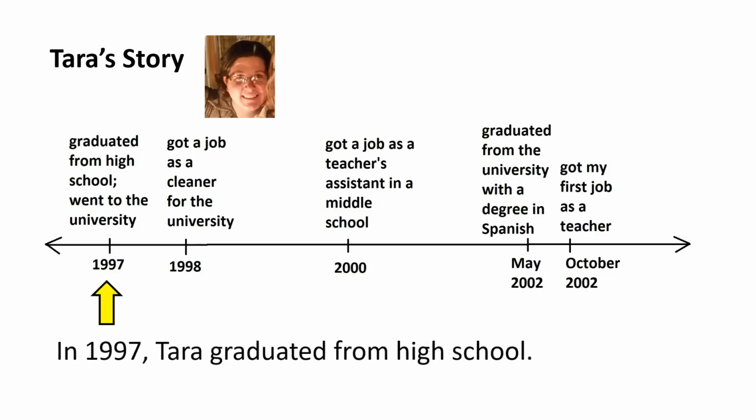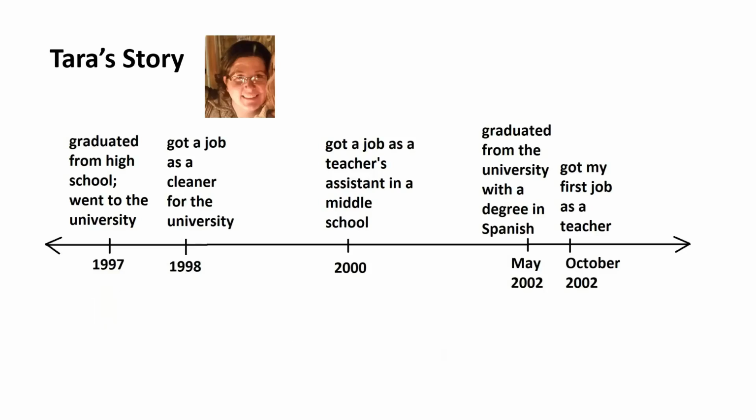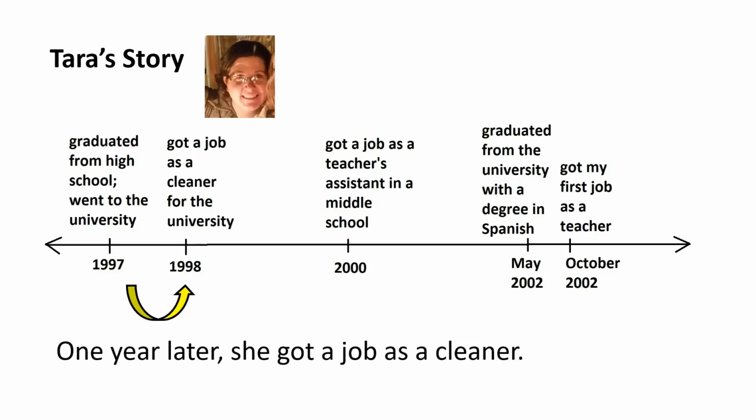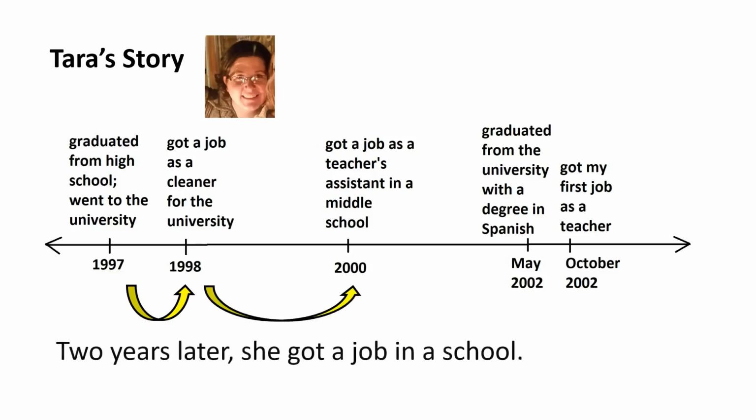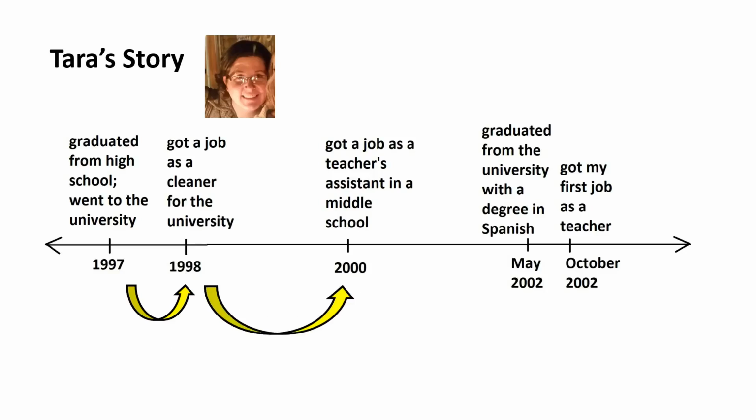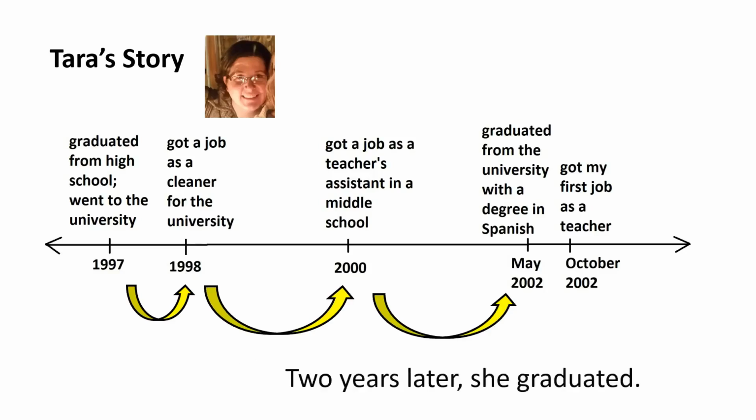For myself, in 1997, Tara graduated from high school. 1 year later, she got a job as a cleaner. That's a true story. 2 years later, she got a job in a school. And 2000 to 2002, 2 years later again, she graduated.